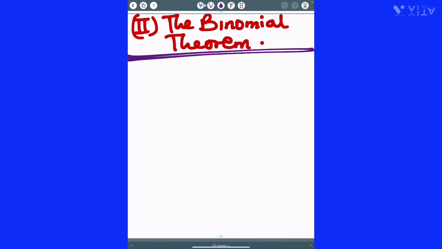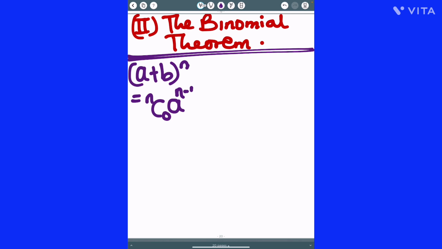Binomial expansion with the second method for doing binomial expansion. That's using the binomial theorem. First of all, the binomial theorem states that in the expansion of a plus b raised to power n, the first term of the expansion should be n combination 0 times a raised to power n minus 0 times b raised to power 0. Take note of where I'm getting my n.